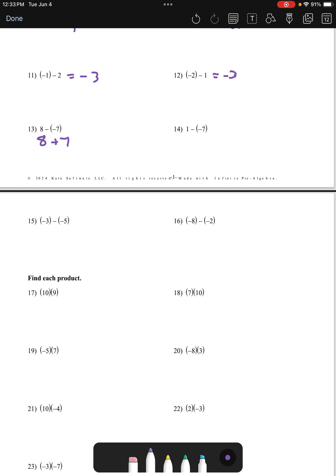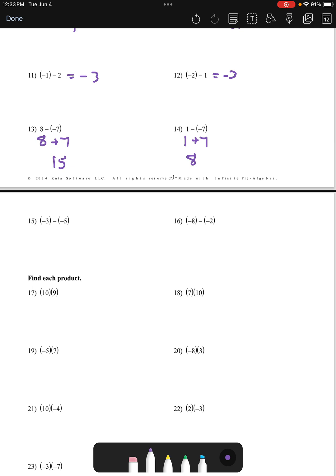And now we're right back to what we were at yesterday. 8 plus 7, that's 15. Any and every time you see minus negative, you're going to rewrite the problem as plus. Not plus negative. Minus negative, that entire thing becomes strictly plus. So 1 minus negative 7, the 1 and 7 are still here, but the minus negative becomes plus. 1 plus 7, and that is 8.